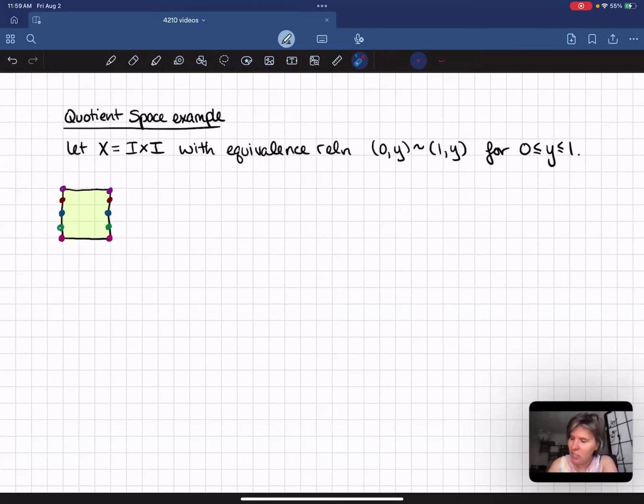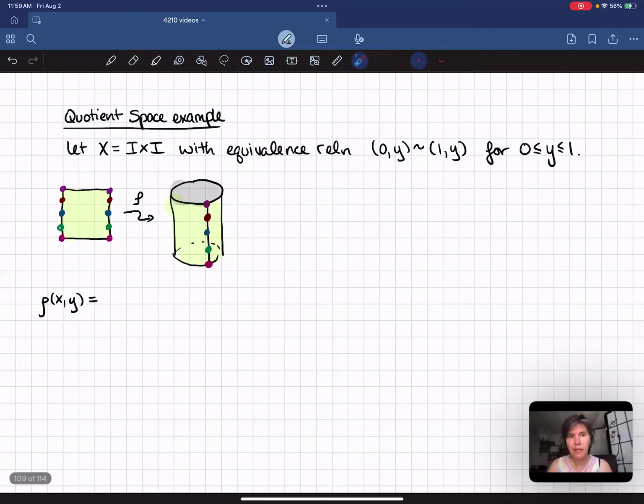So I want to imagine taking this side and gluing it to this side. If we think of this as a piece of paper that we could roll up and glue together, what would we get? Well, I claim that we would get a cylinder. And so the two corner points, (0,1) and (1,1), would be this point on the top part of the cylinder. And then the two bottom points would be this point on the bottom of the cylinder. This whole vertical line, which is equivalent to this whole vertical line, would become this single vertical line in the cylinder.